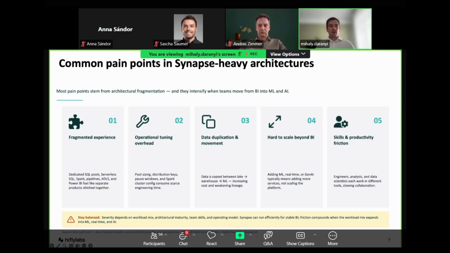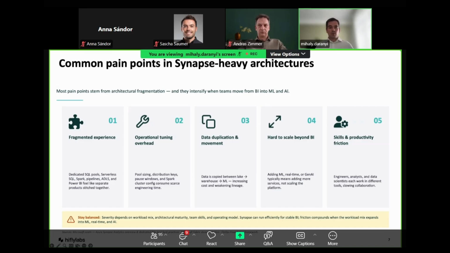The second one is the operational tuning overhead. The pool sizing, the distribution keys, Spark clusters, all of it consumes a lot of expensive engineering time that could be building new capabilities. And it could be really expensive to replace someone if they suddenly leave the company or someone needs to be replaced by a new engineer.